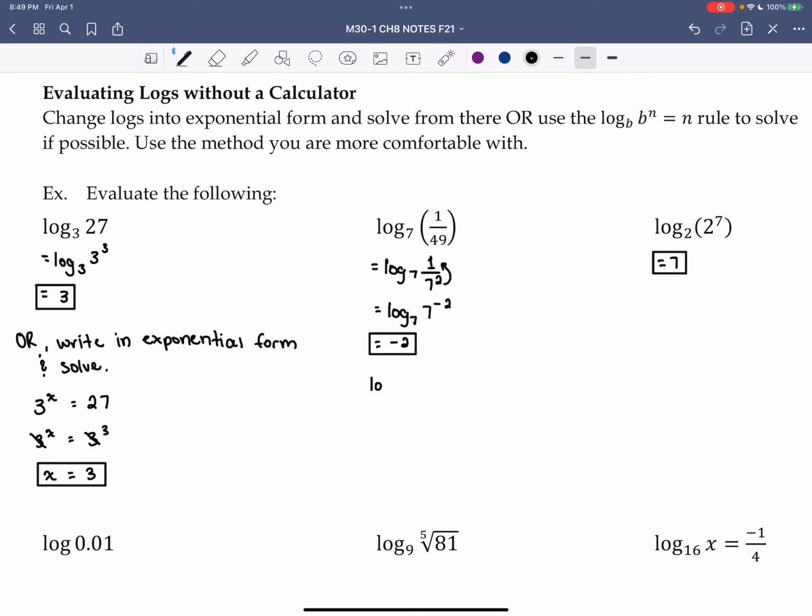Next one, we have log base 7 of 1 over 49. Changing this to exponential form, we take the base 7 to the power of the exponent, which we don't know in this case, so x, equals the argument 1 over 49. We want to write the argument 1 over 49 as a power of 7. We saw above that it equals 7 to the power of negative 2. Then we have that x equals negative 2.